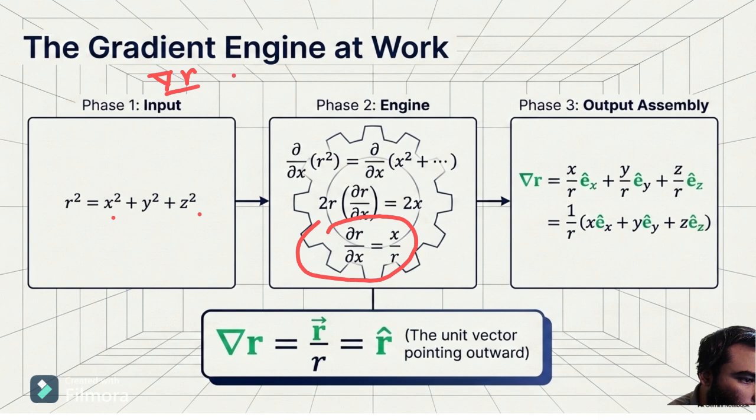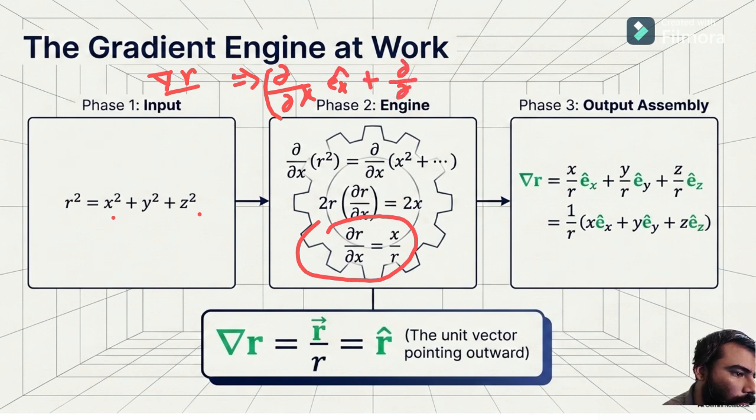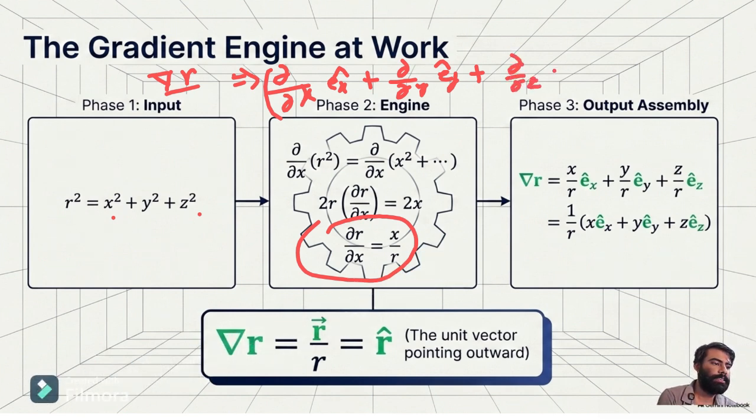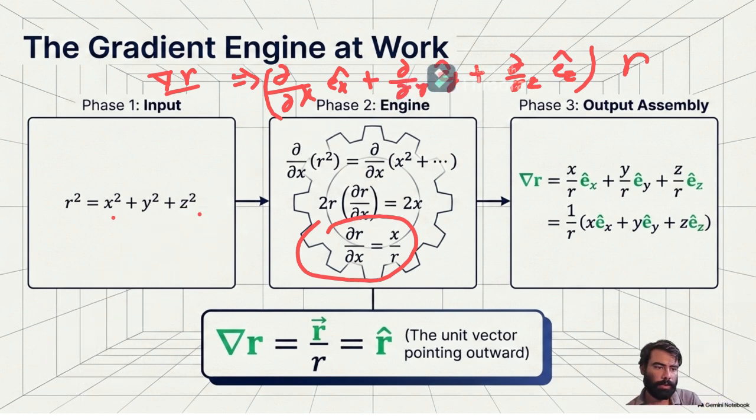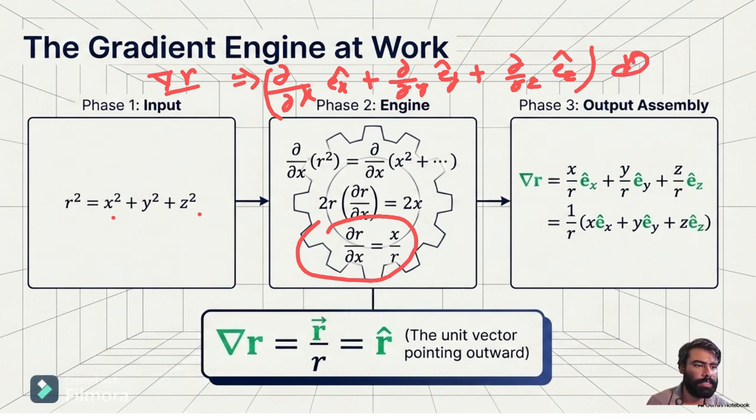The gradient of that will be del of del x ex plus del of del y ey plus del of del z ez, into this r. So for every point we will see dr/dx plus dr/dy plus dr/dz along the x component unit vector, the y unit vector and the z unit vector.